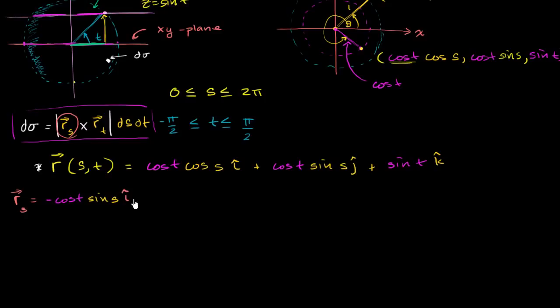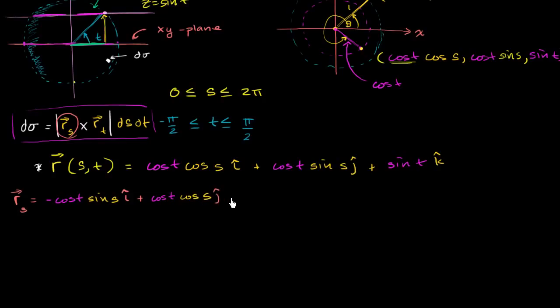I, and then we'll have plus, and once again we're going to take the derivative with respect to s. Cosine of t is just a constant. The derivative of sine of s with respect to s is cosine of s. So it's going to be plus cosine of t cosine of s j.